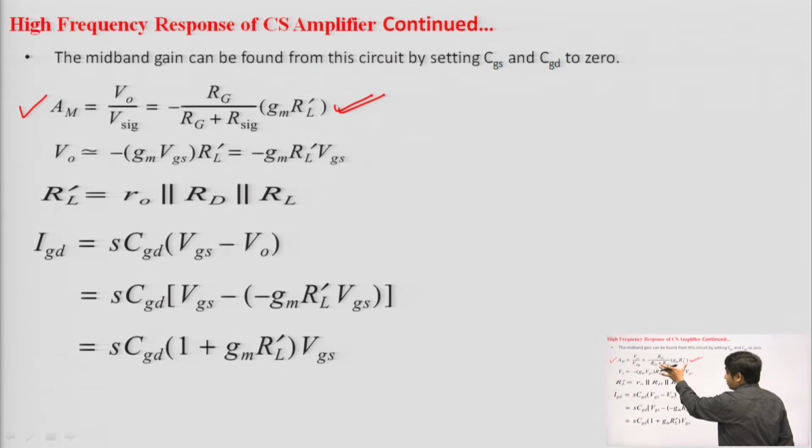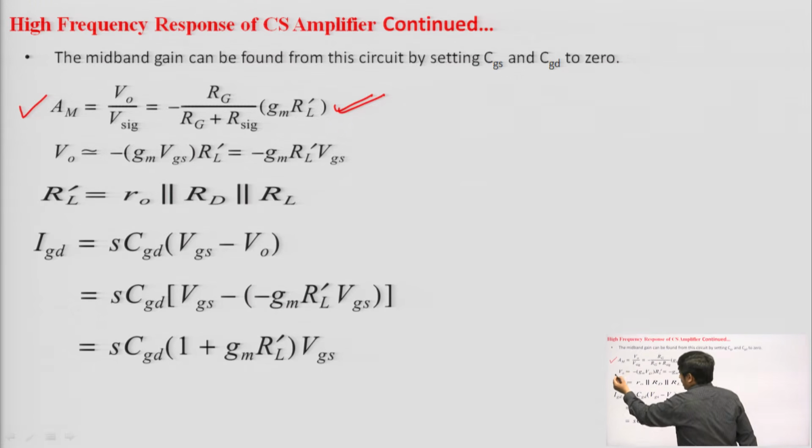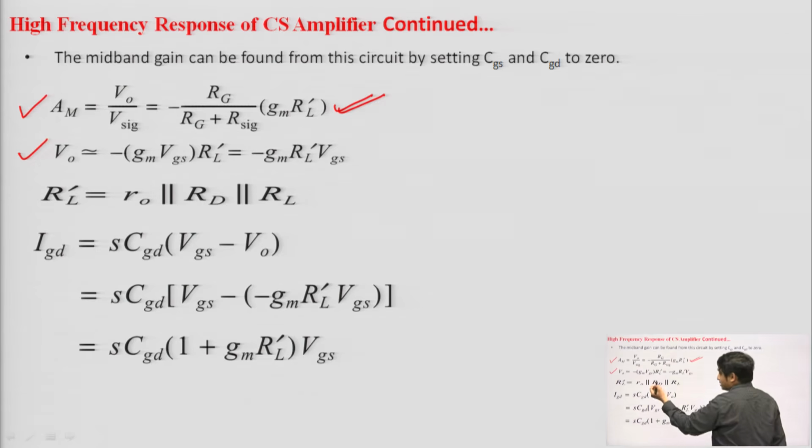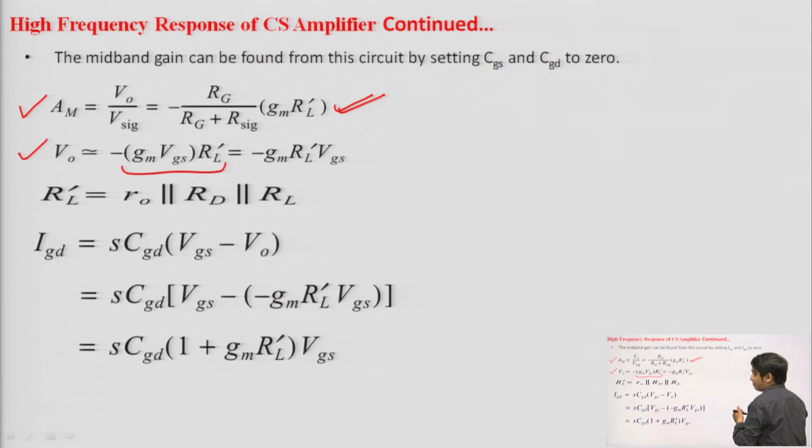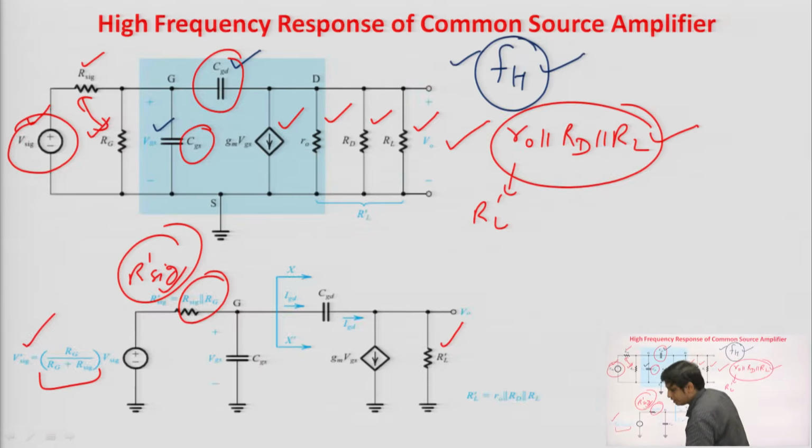So, this expression we have already derived in unit 1, and by this high frequency model we can write the value of V naught, that is minus Gm into Vgs into RL dash. The minus sign is coming because this is the common source amplifier, fine, and RL dash is R naught parallel to RD parallel to RL. Now, what is the value of IGD here?